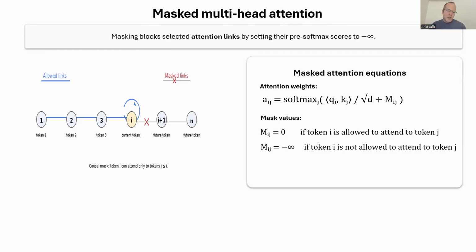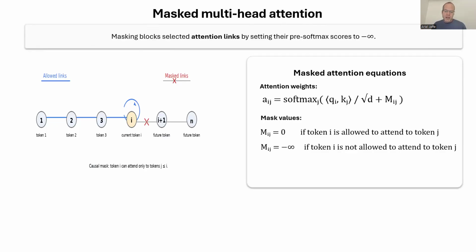Mij is either zero. If it's zero, it's the same softmax as before. This is if I is after J, so it can be taken into account. But if J is a future token, then we add minus infinity, basically making the coefficient Aij equal to zero, and make sure that it doesn't affect future tokens. So this is masked multi-head attention.